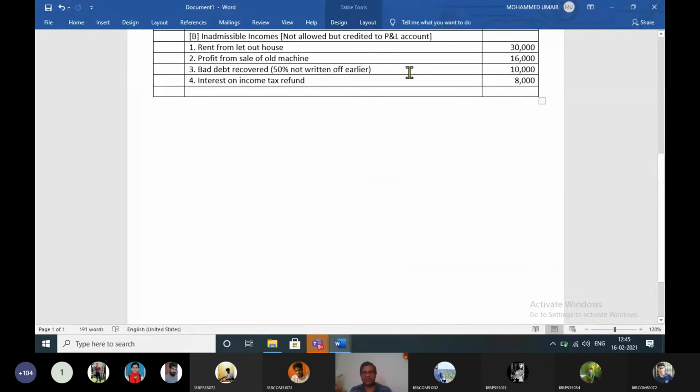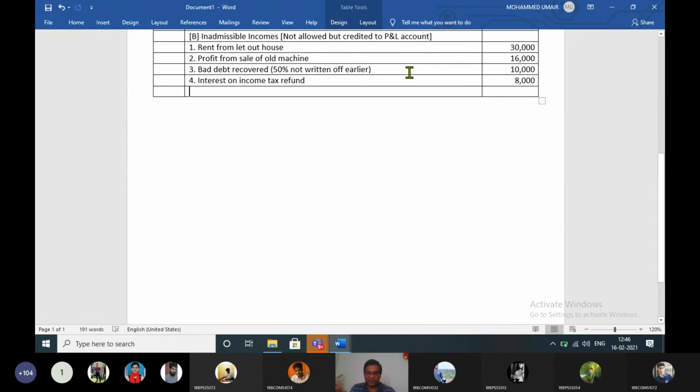And in case interest is received, the logic is simple. Interest received, whether from GST or income tax, is nowhere associated with sales. This has nothing to do with sales and activities related to sales. So in any which way, this will become inadmissible.